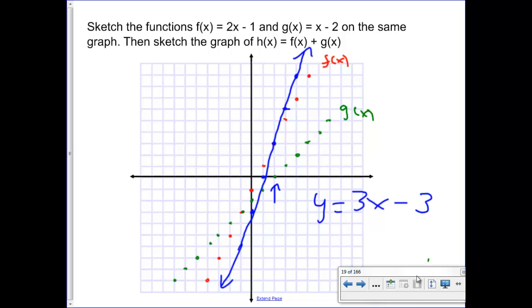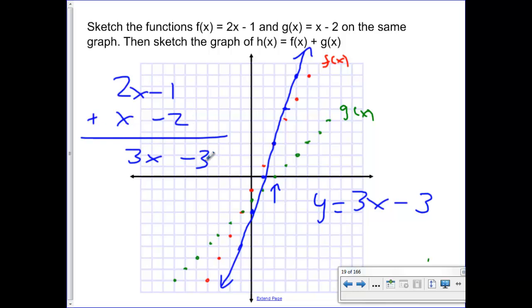Now, here's the point I want to make. Could I have gotten that equation a little faster? Just add the two equations. What happens if you literally took 2x minus 1 and added x minus 2? That's 3x minus 3. Does that make sense? Yes, that makes sense.